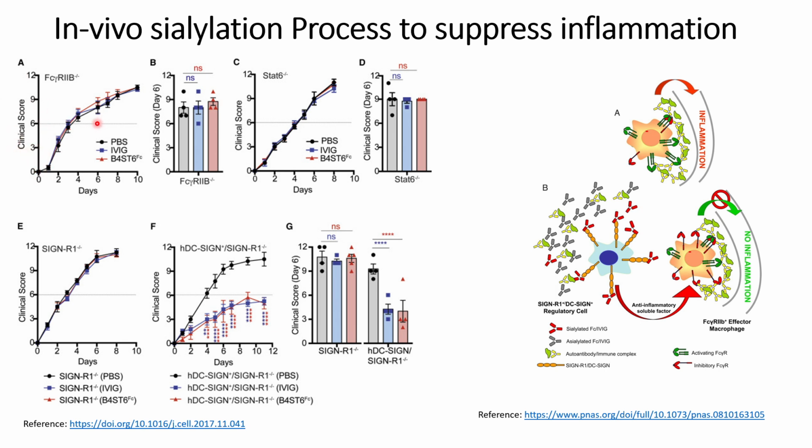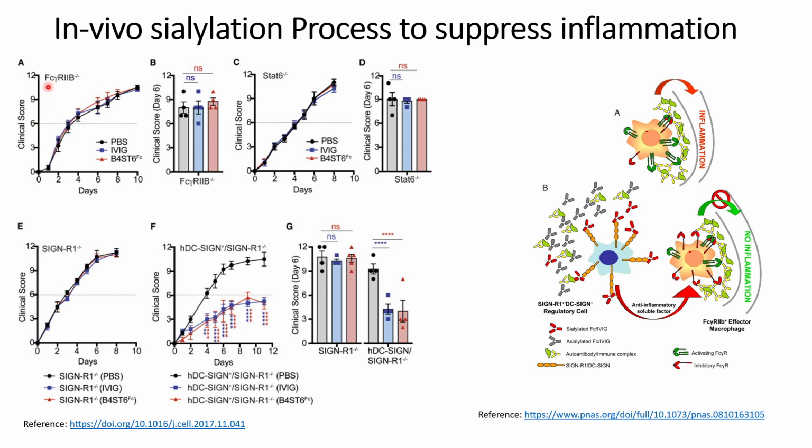And what they found out is that there is no decrease in the inflammations compared to the control, that is wild type, when they use IVIG or B4ST6Fc. This is the combination of two different engineered antibodies which contain two different glycosyltransferase enzymes. You can refer to our previous videos to understand how they have engineered their antibodies and validated their antibodies.